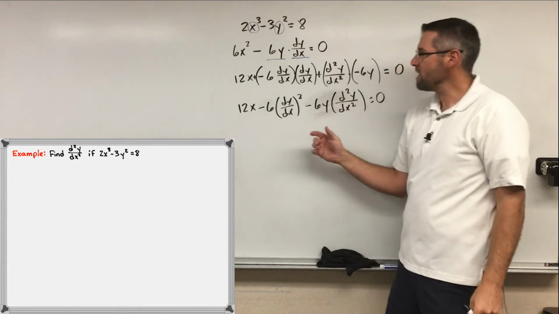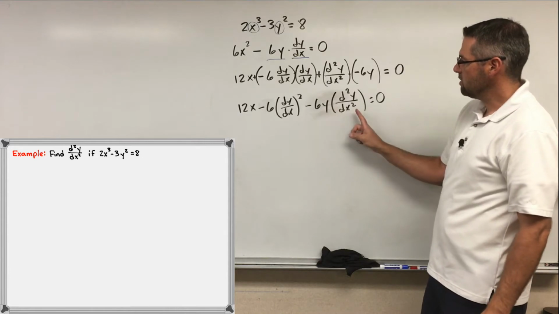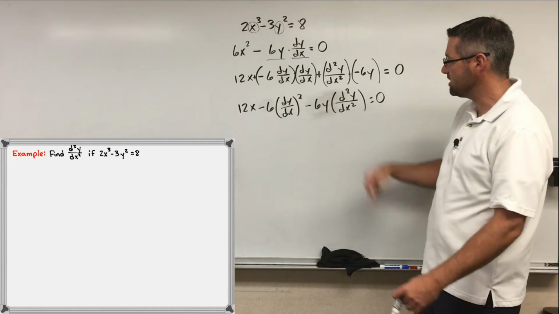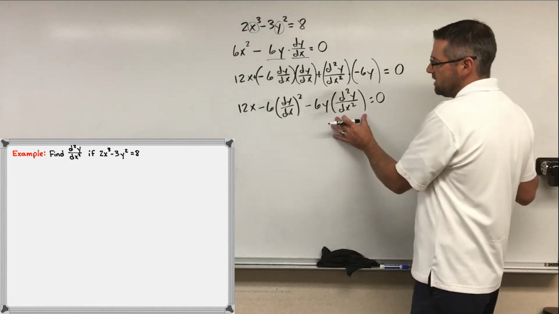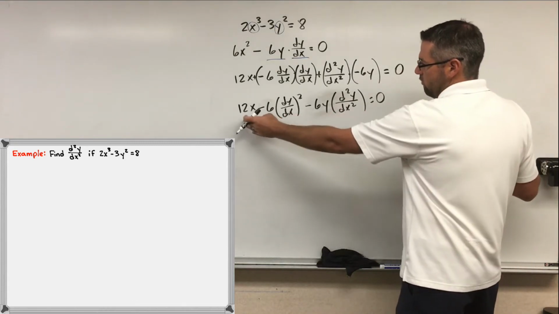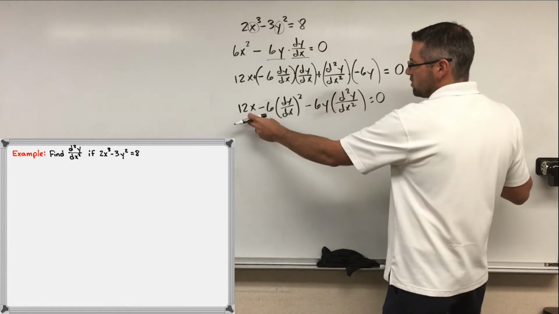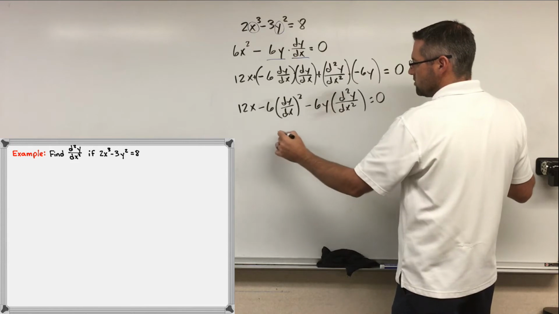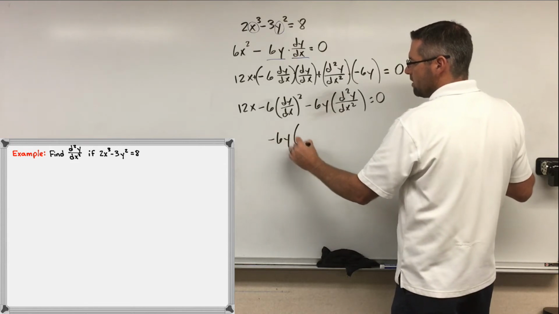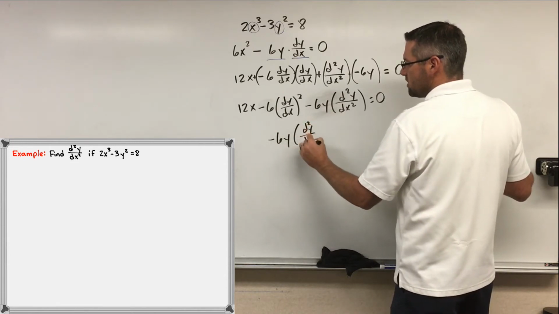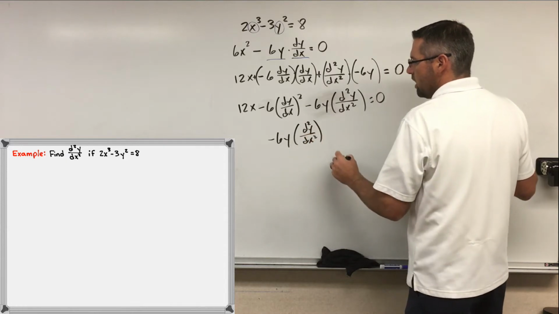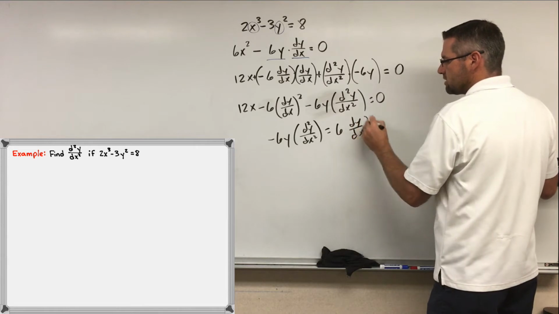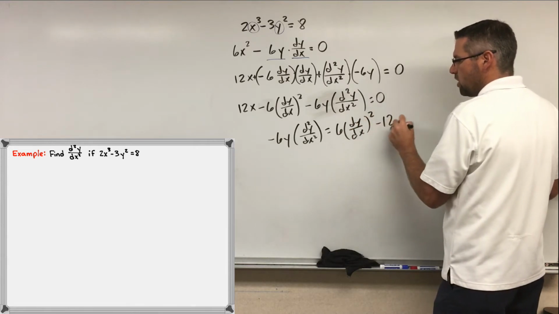Now our goal is to be able to get the second derivative by itself, because it says what is d2y over dx squared? What is the second derivative? So we need to isolate this, and therefore we've got to move everything else over. So I'm going to subtract the 12x. I'm going to add this 6 dy dx squared. So we end up with negative 6y times d2y over dx squared equals 6 dy over dx squared minus 12x.